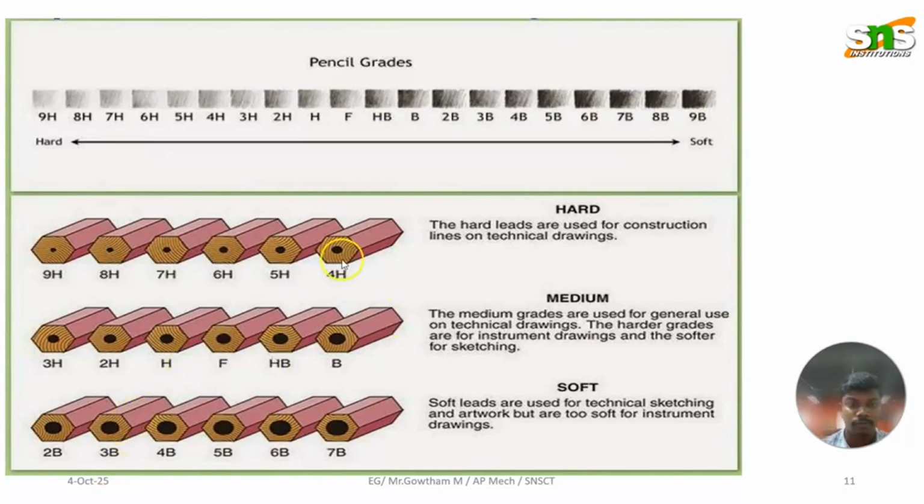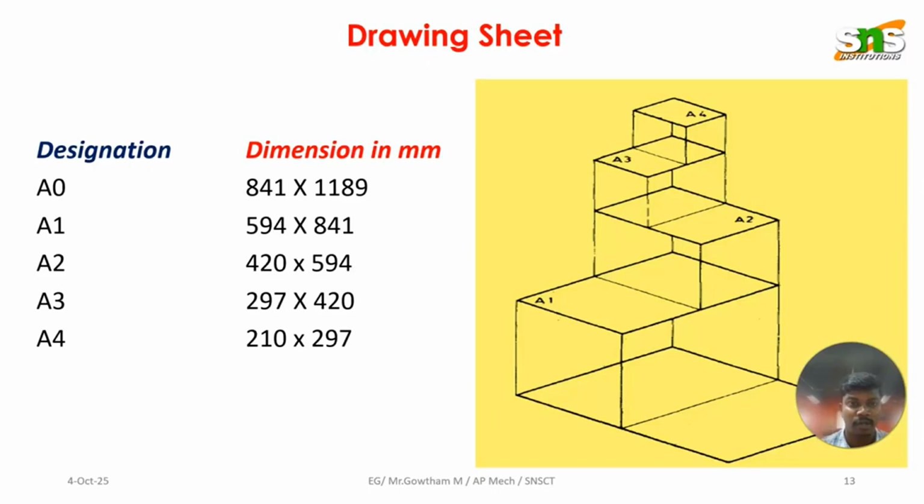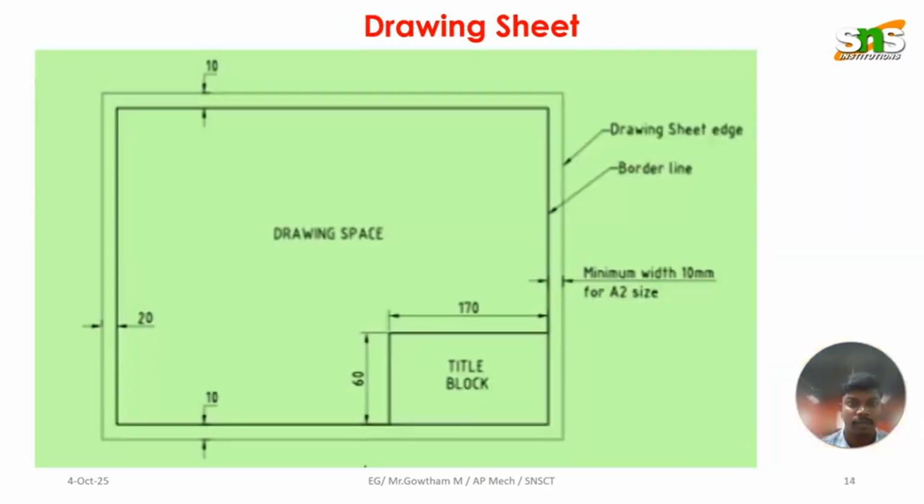Then followed by the next one. As I mentioned earlier, the pencil differences between H, 2H and 2B, etc., as I mentioned in the previous slide. So here are some dimensions I have shown for a drawing sheet. Then this is a drawing sheet for the overall drawing space and how to draw the title box, etc. The title block, let's see in the next slide.